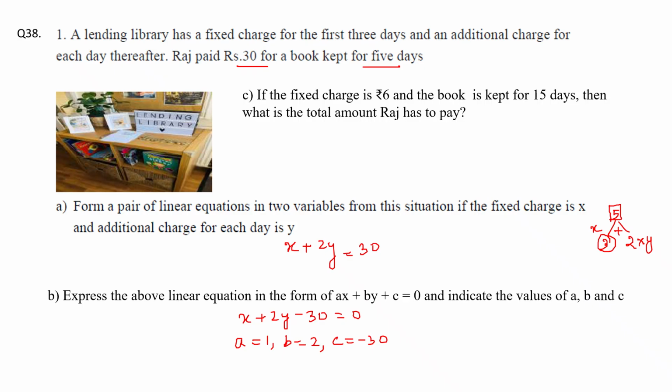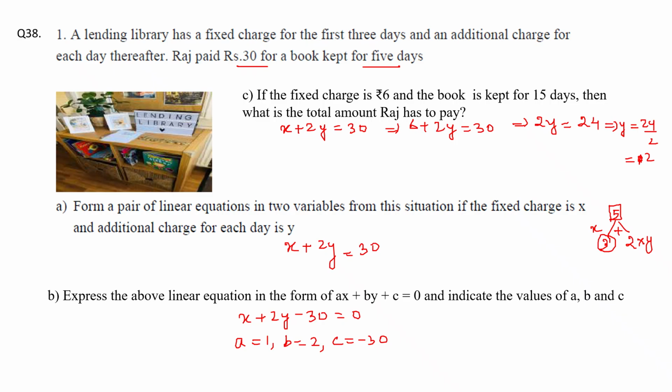Now the third question is, if the fixed charge is 6 rupees, so x is 6, and the book is kept for 15 days, then what is the total amount Raj has to pay? So in this equation, x plus 2y equal to 30, I am going to replace x with 6. So I will get 6 plus 2y equal to 30. So 2y equal to 30 minus 6, which will give me 24. So from here the value of y I will get as 24 by 2, which is 12.